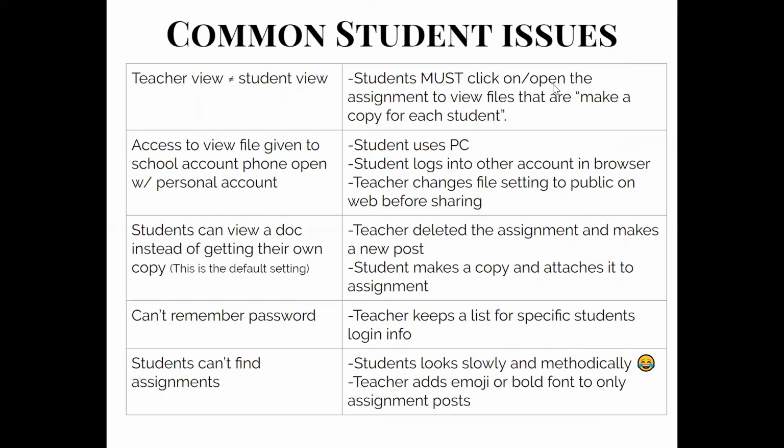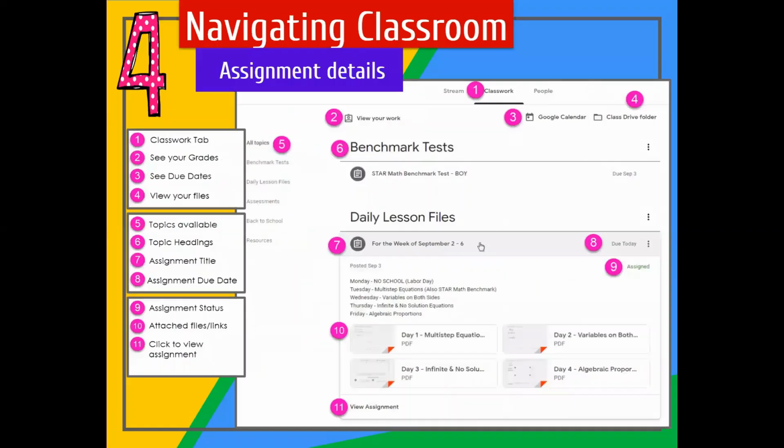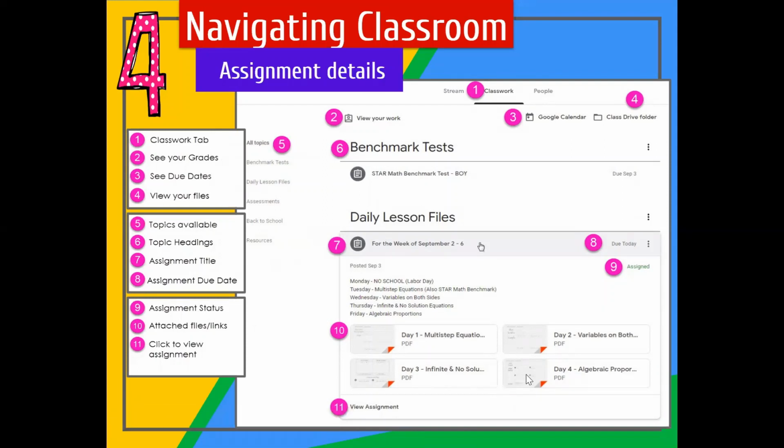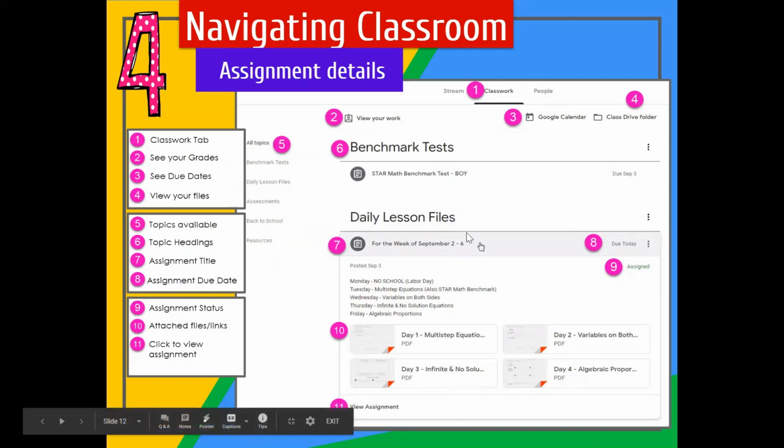Students must click on or open the assignment to view files that are set to make a copy for each student. So I'm going to go back. There are 4 PDFs attached here. Cool, it's just a PDF. But if one of these was a Google Doc that I said to make a copy for every student, the kids can't see it until they click on the assignment.